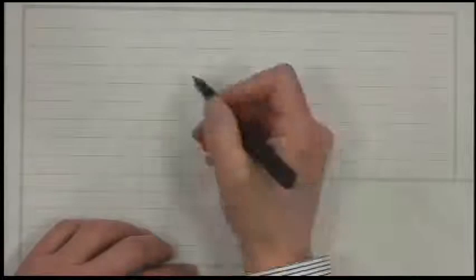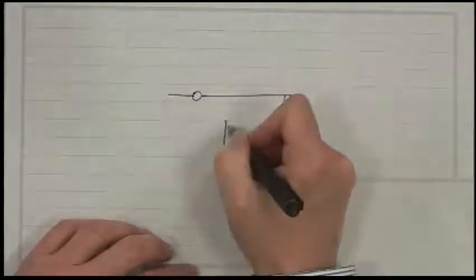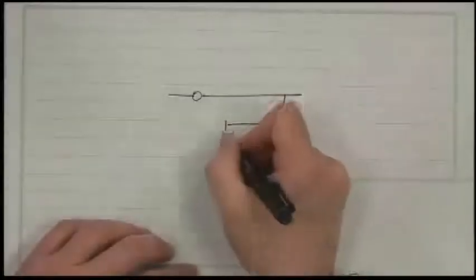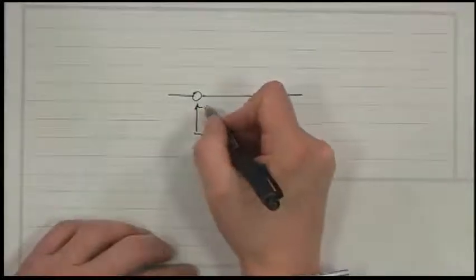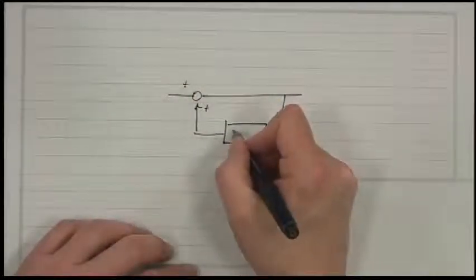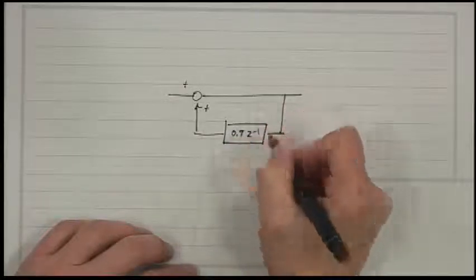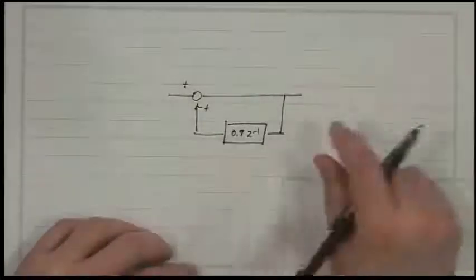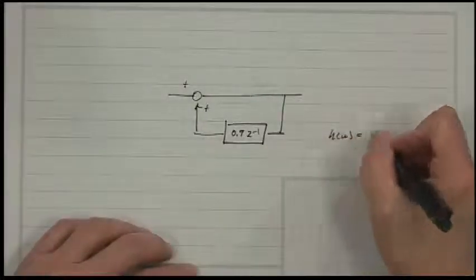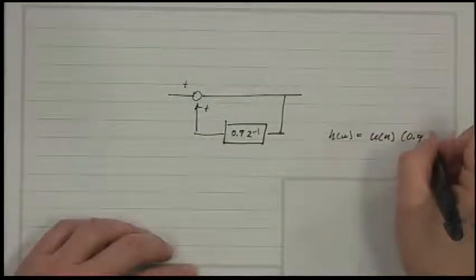So let me give a 1D example. We learned about AR processes, right? So a simple AR process would be like this. You could take this, this is plus, so this might be 0.9 times z to the minus 1. So the impulse response to this thing is going to be h of n equals u of n times 0.9 to the n, right?